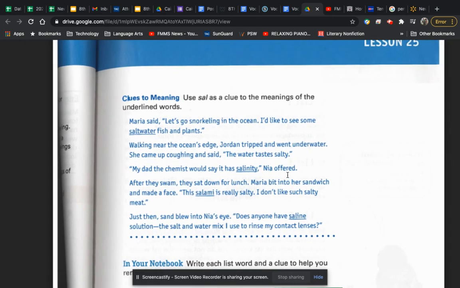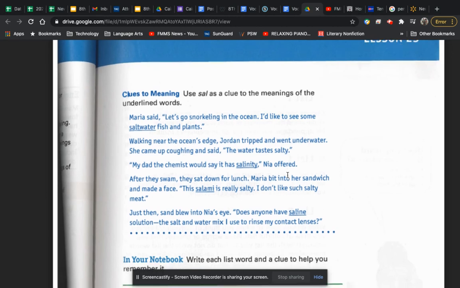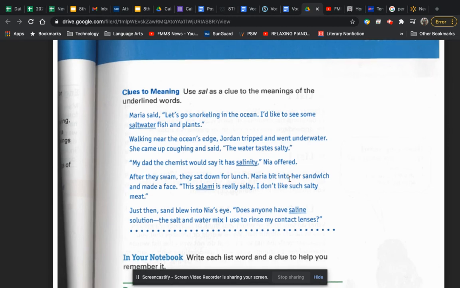Maria said, "Let's go snorkeling in the ocean. I'd like to see some salt water, fish, and plants." Walking near the ocean's edge, Jordan tripped and went underwater. She came up coughing and said, "This water tastes salty." "My dad, the chemist, would say it has salinity," Nia offered. After they swam, they sat down for lunch. Maria bit into her sandwich and made a face. "This salami is really salty. I don't like such salty meat." Just then, sand blew into Naya's eye. "Does anyone have saline solution, the salt and water mix I use to rinse my contact lenses?" Okay, the end of that.